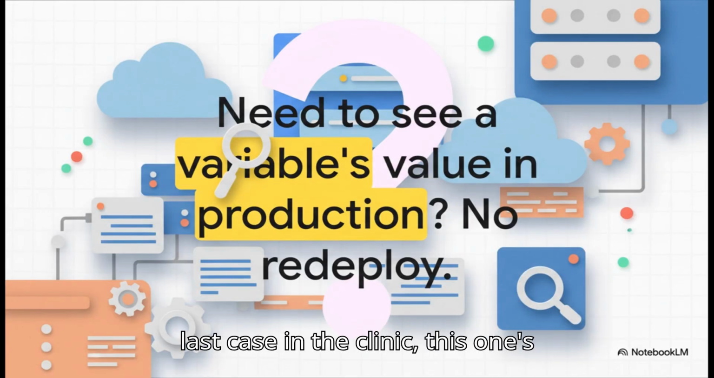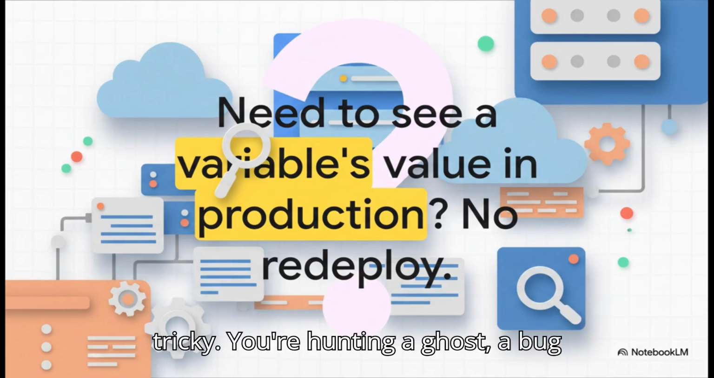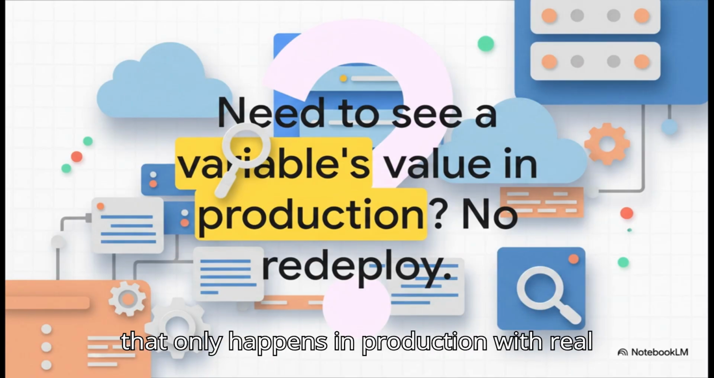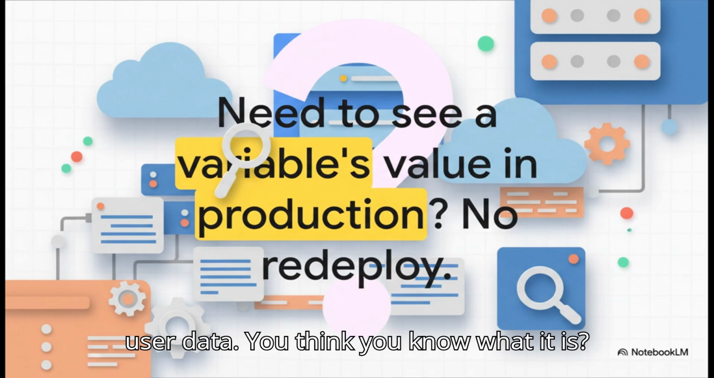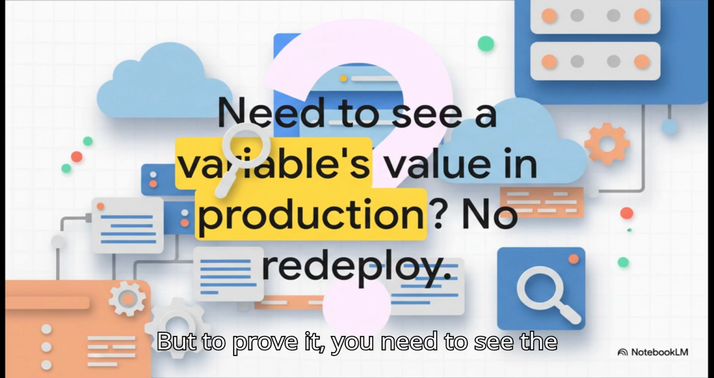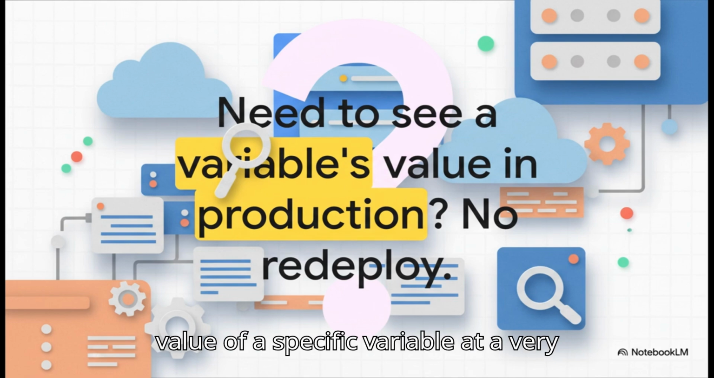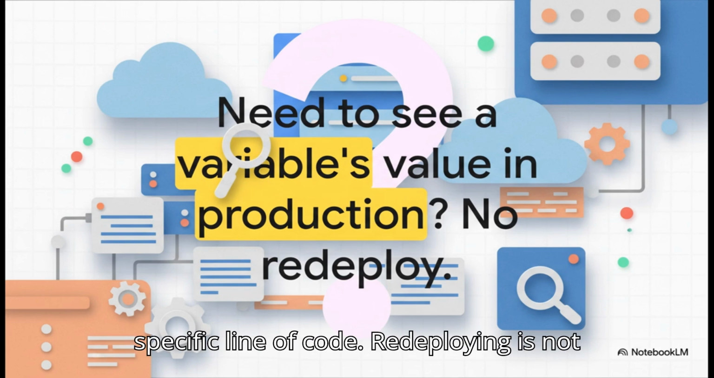And for our last case in the clinic, this one's tricky. You're hunting a ghost, a bug that only happens in production with real user data. You think you know what it is, but to prove it, you need to see the value of a specific variable at a very specific line of code. Redeploying is not an option. It's too slow, too risky.